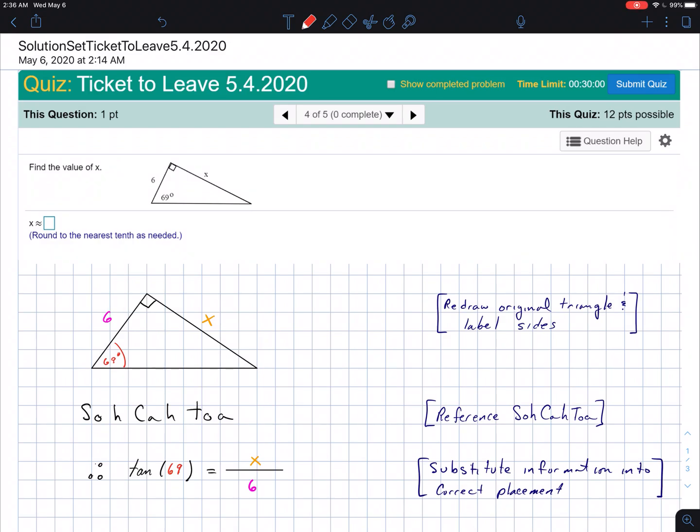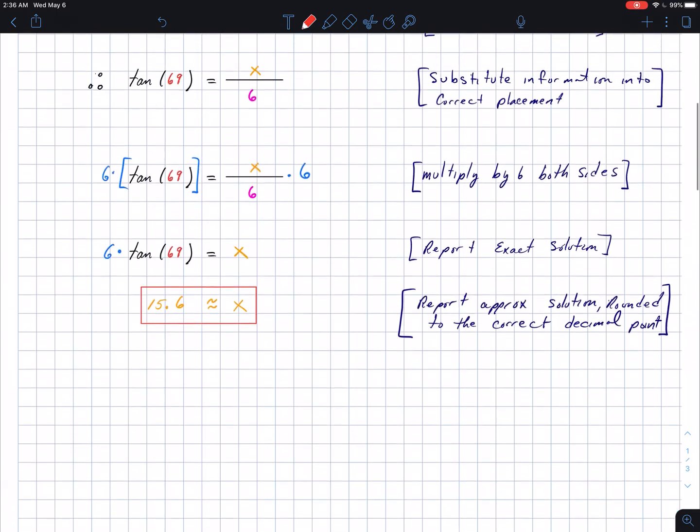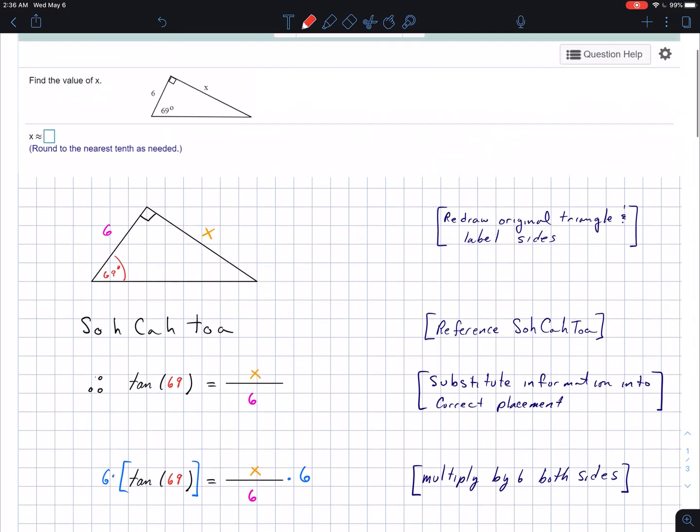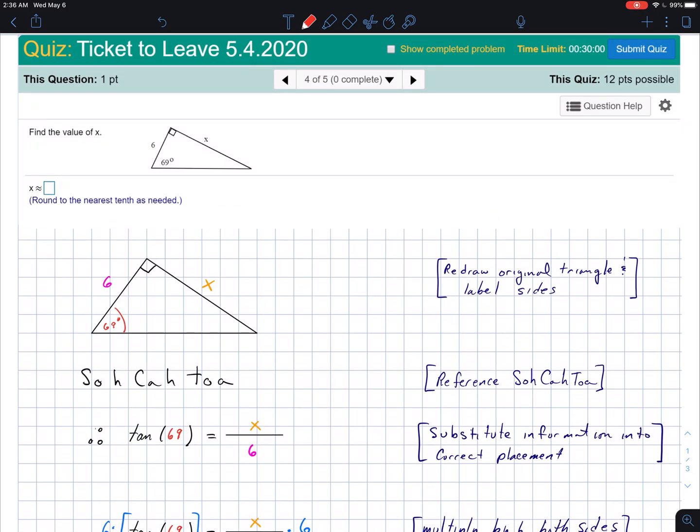Today we're going to talk about a couple of problems from the solution set, from the Ticket to Leave on 5.4. There were two problems, number 4 and number 5, that seemed to give students the biggest issues. So, without further ado, let's cover them.